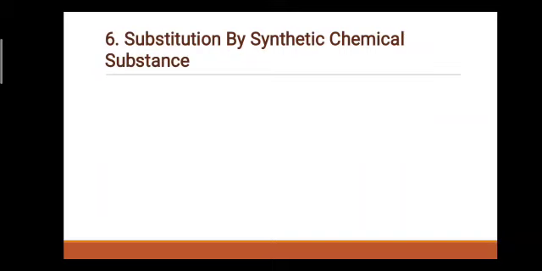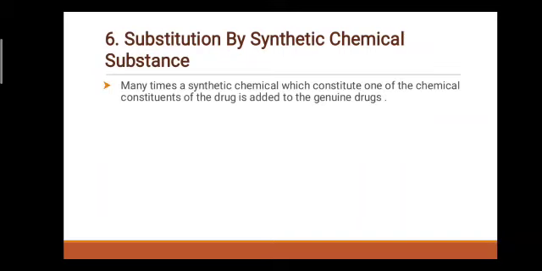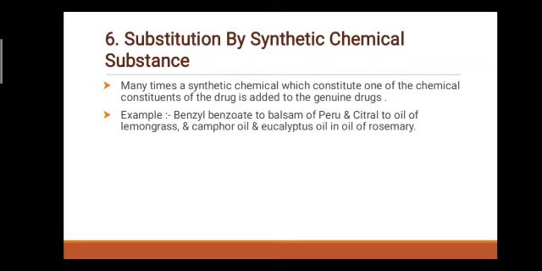Sixth, substitution by synthetic chemical substance. Many times a synthetic chemical which constitutes one of the chemical constituents of the drug is added to the genuine drugs. Example, benzyl benzoate to balsam of Peru and citral to oil of lemongrass, and camphor oil and eucalyptus oil in oil of rosemary.